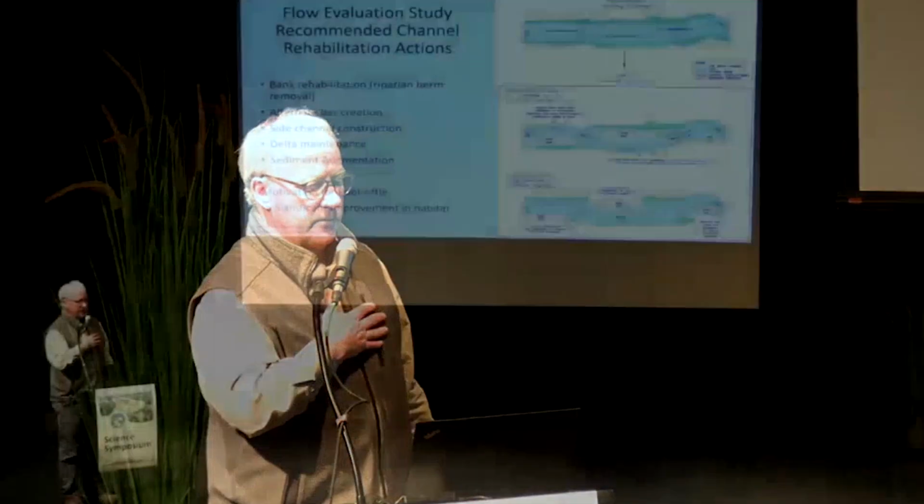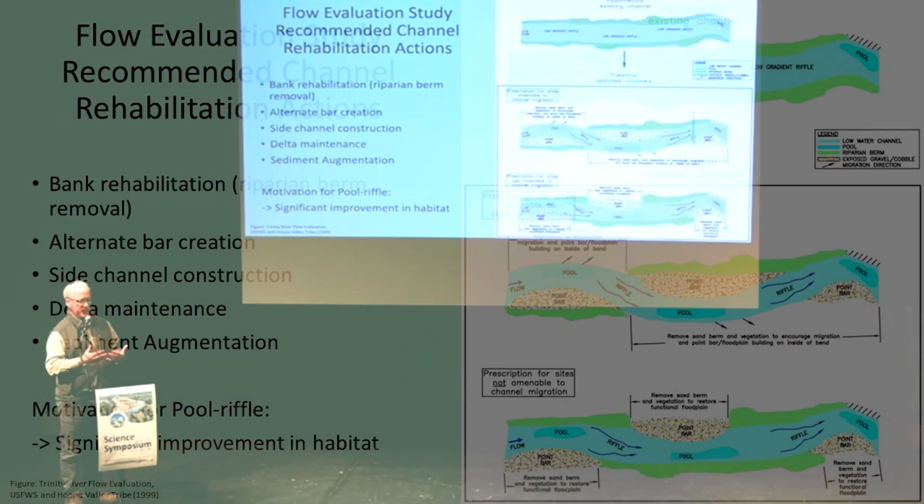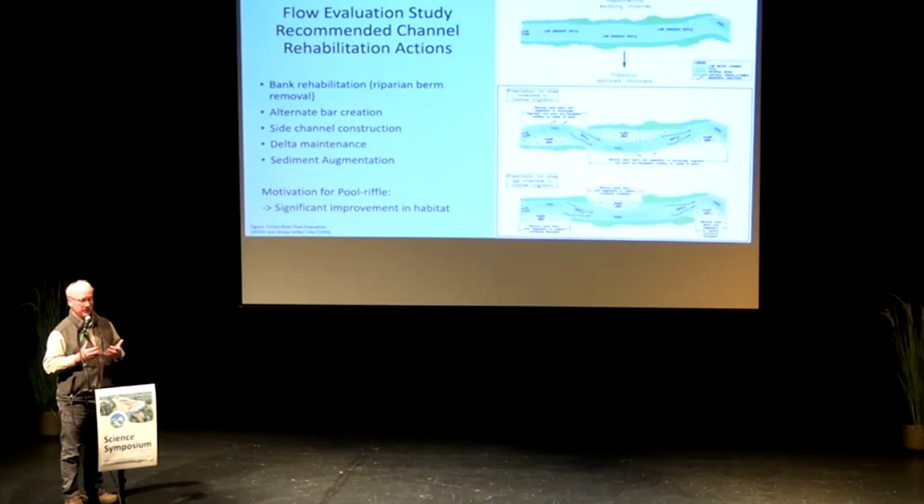So at the time of the flow evaluation study, they made recommendations. They wanted to convert the channel back from a straight plain bed system into more of a meandering system. And there's a lot of reasons for this. The meandering system has a lot more flow diversity, flow velocity diversity, so that's better habitat for fish. There are shallow areas. It's just much more habitat productive for raising juvenile salmonids.